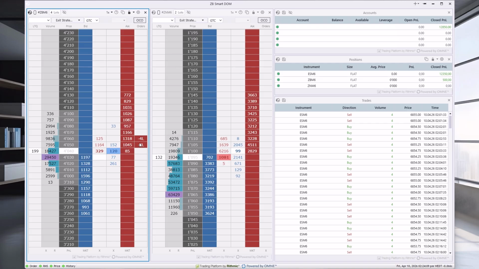Well, unfortunately, I did not get filled at the 50 level. Oh, this one really breaks down, so I'm glad at least I got out of my previous positions at break even. Didn't suffer any loss there, which is good.